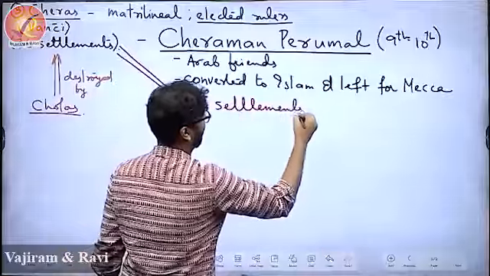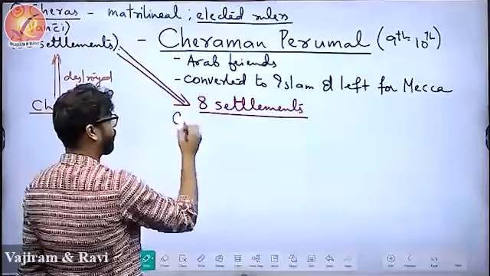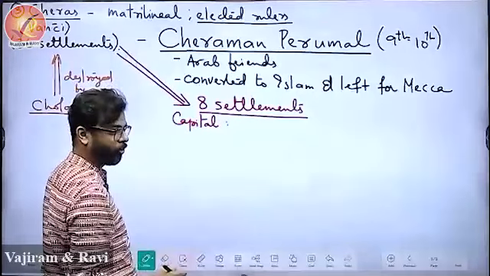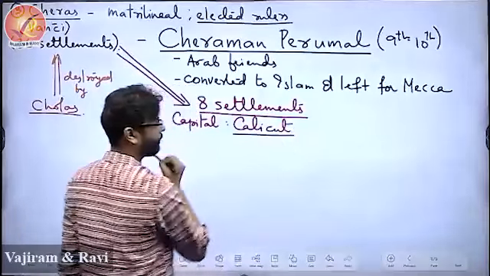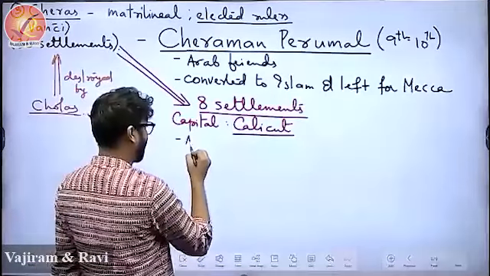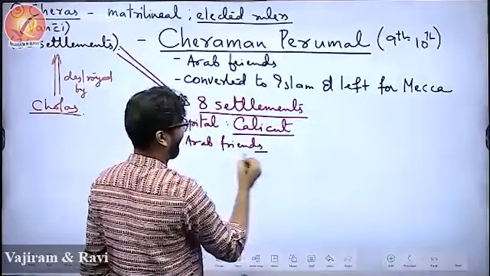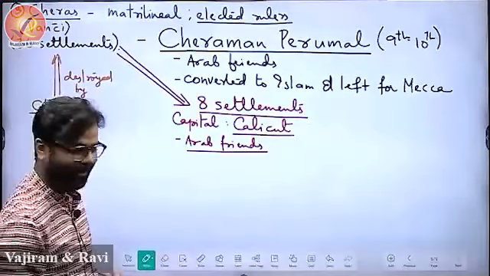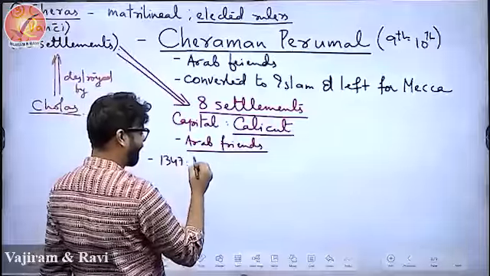Eight settlements remained. So the first thing that they said is, let us go as far as possible from the Cholas. And they went and settled in Calicut. Remember, they had Arab friends. So Arab friends kept on coming. In 1347, an Arab friend came from Morocco.